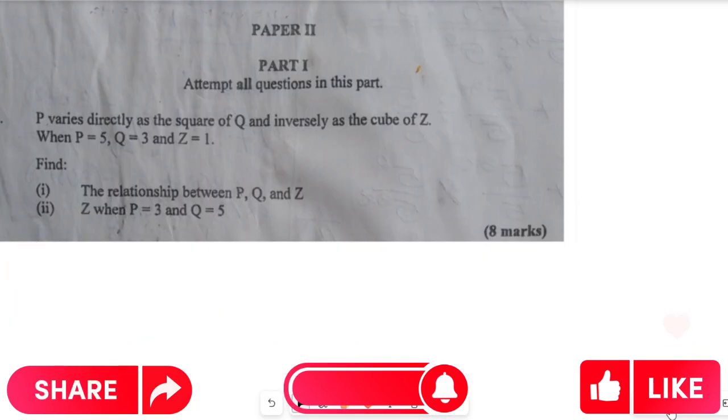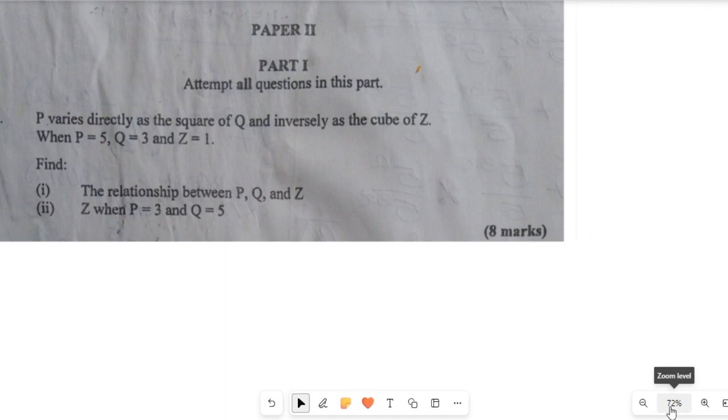So let's get started with question number 1. Question number 1 says, P varies directly as the square root of Q and inversely as the cube of Z. When P is equal to 5 and Q equal to 3 and Z equal to 1, find I, the relationship between P, Q, and Z, and II, Z, when P is equal to 3 and Q is equal to 5.